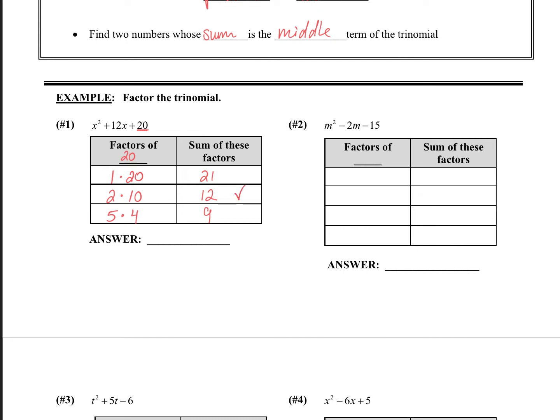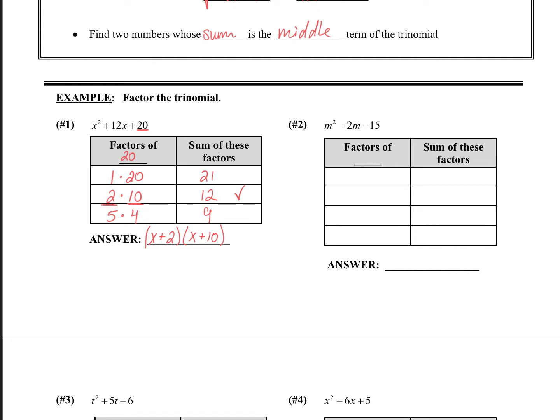So this right here is the factor pair that we're looking for. And how we would write that is x plus the first factor, so x plus 2, times x plus the second factor, which is 10. So that 2 is right here, and the 10 comes from right there. All right, so let's look at the next example.